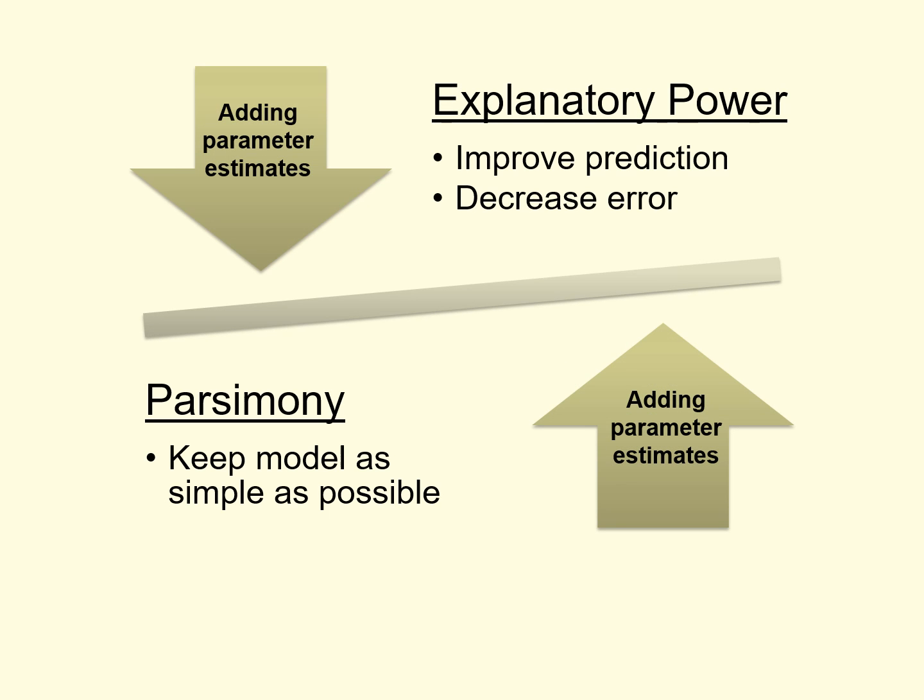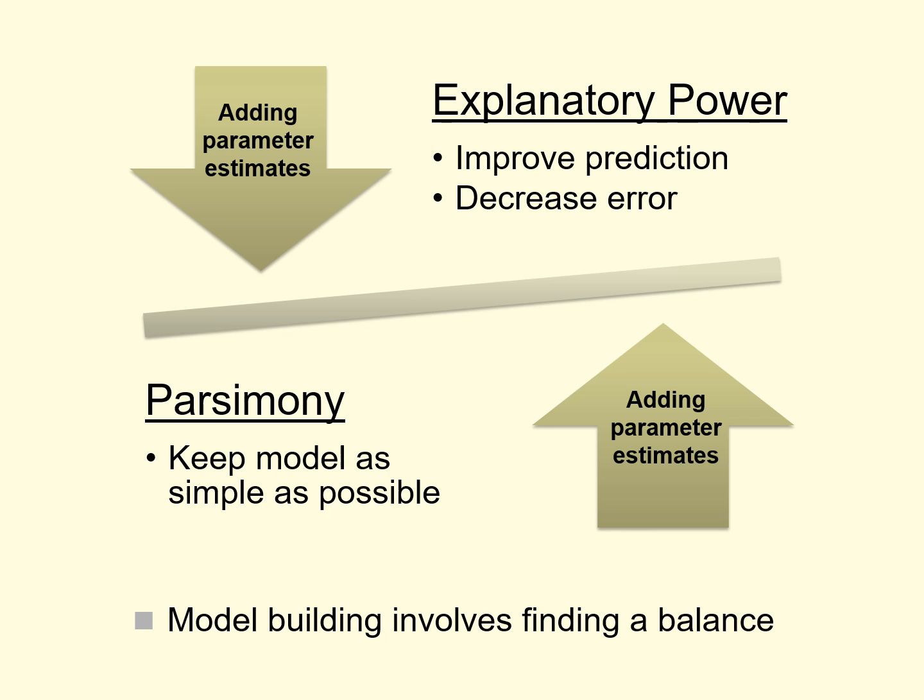Model building, that is, finding the augmented model that fits the data the best, is ultimately this balancing act I've talked about before. It's a balancing act between explanatory power and parsimony. Adding predictor variables to a model improves explanatory power. R squared gets bigger, if only by a little, hopefully by more than a little bit. There's almost always a little bit of an R squared change.